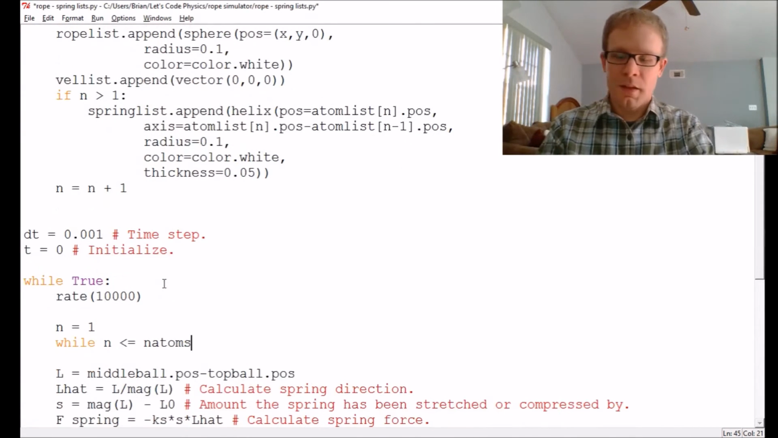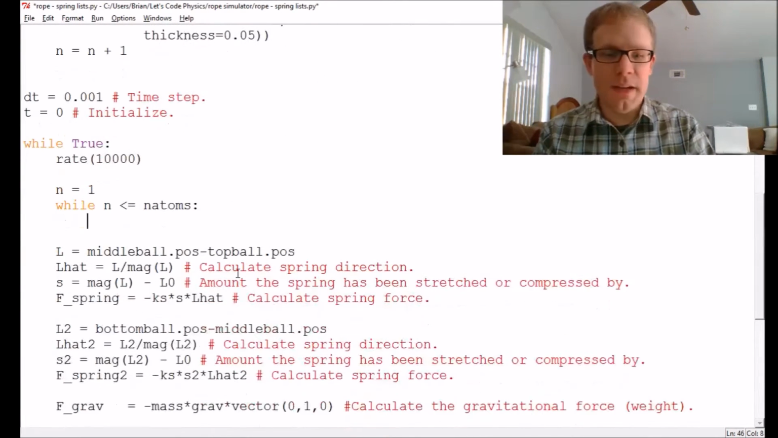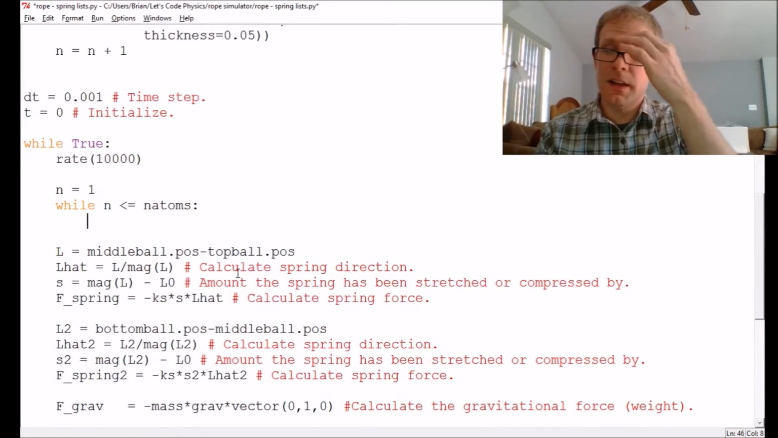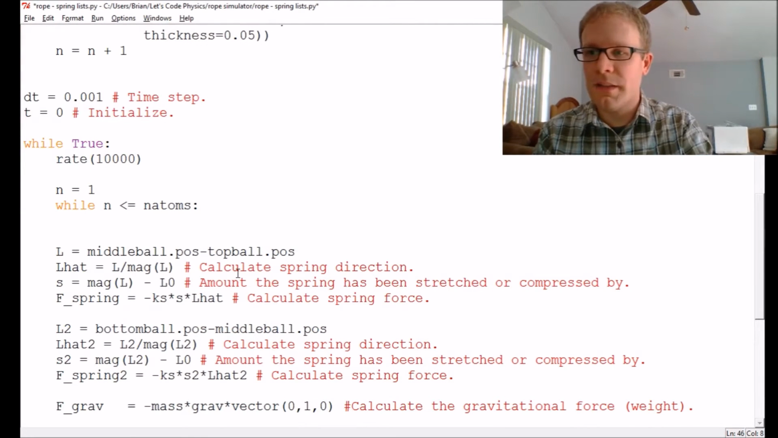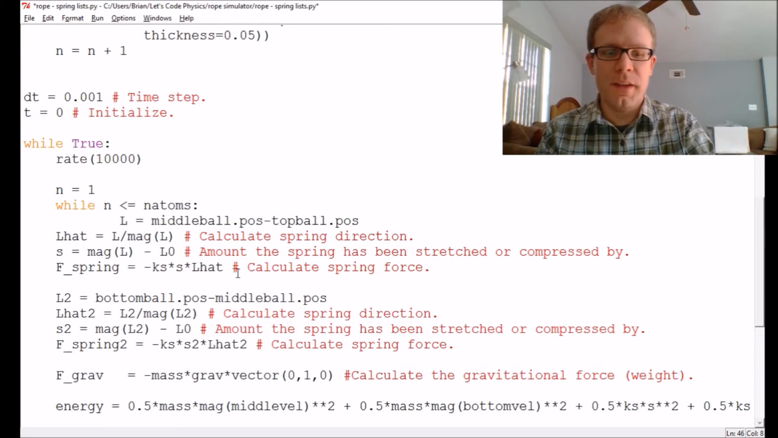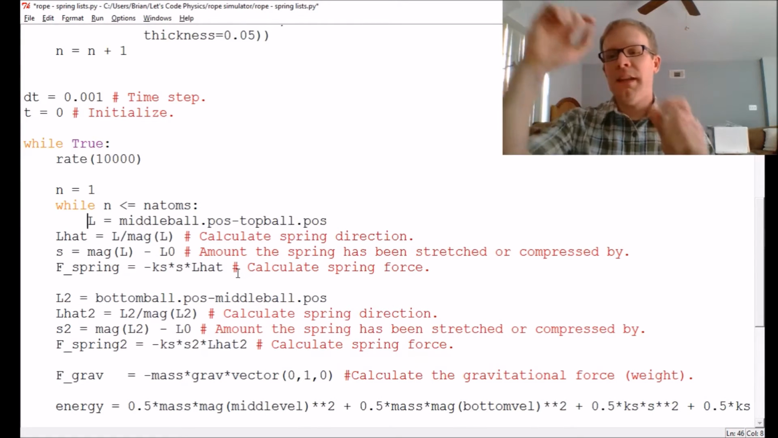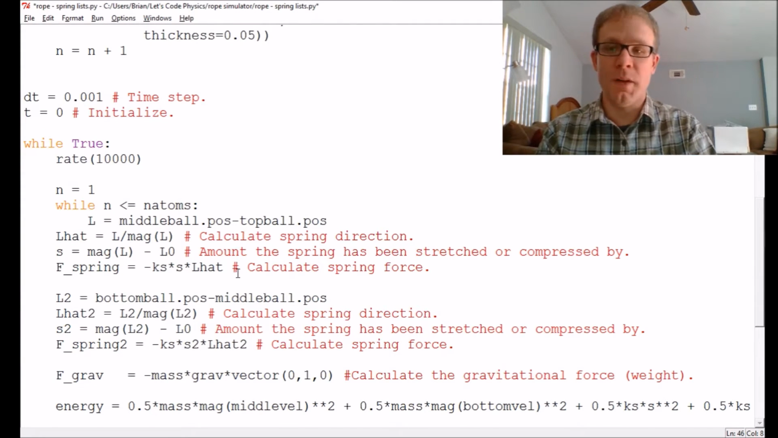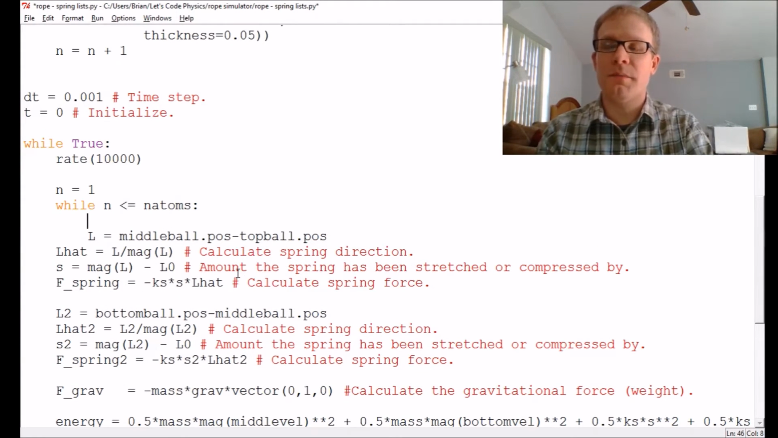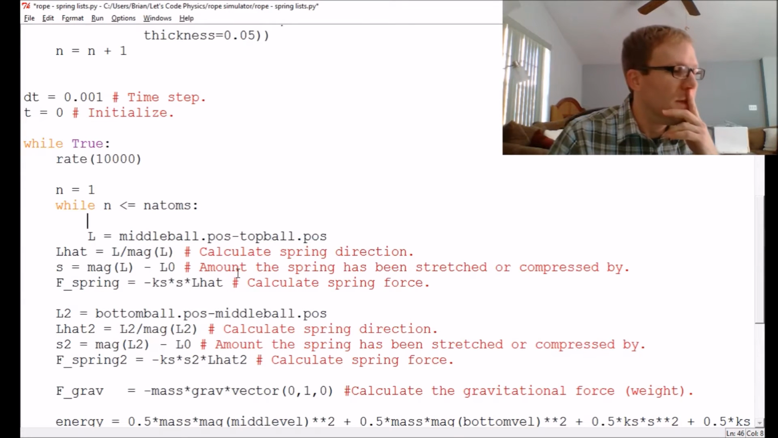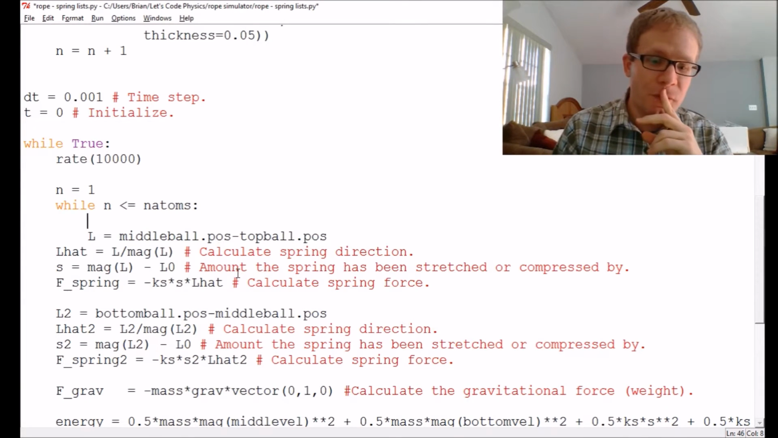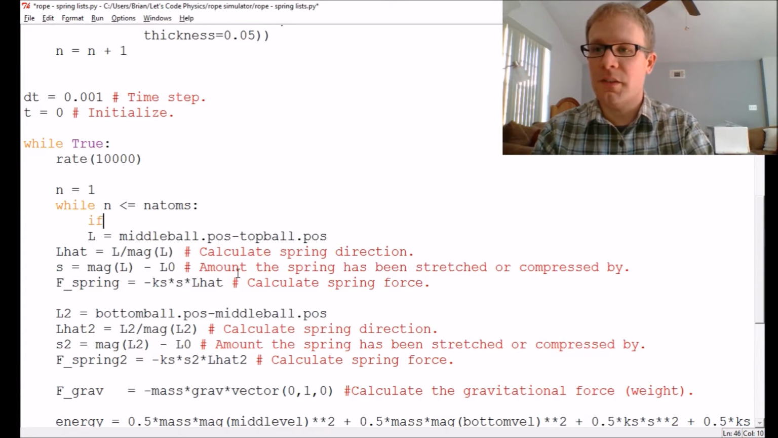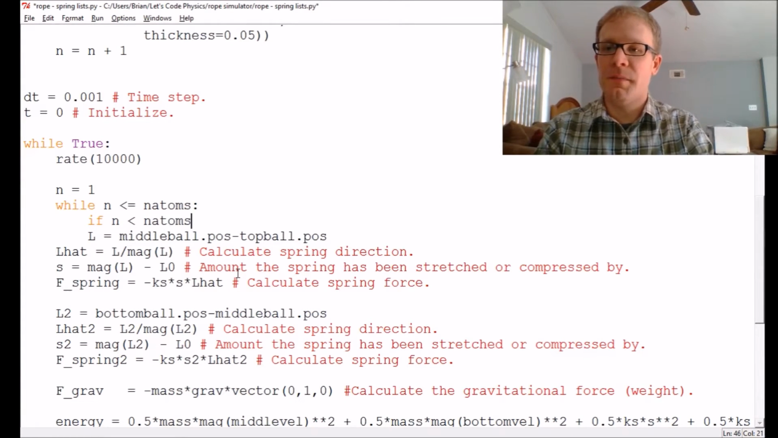Yes, good. So now we want to recreate this. We want to recreate this loop here. So what I want to have is, I want to have the length being between the two atoms, meaning this atom and the previous one. So I only want to calculate a spring force. Actually, let me think about this. No, I want to calculate the spring force starting with the first one. So this is going to be if n is less than the number of atoms.